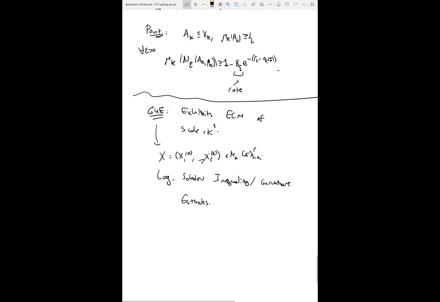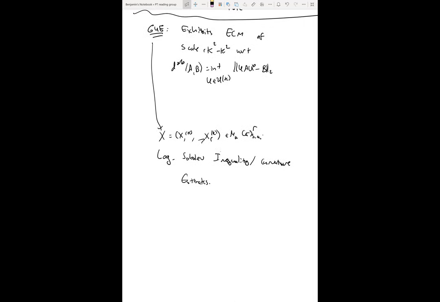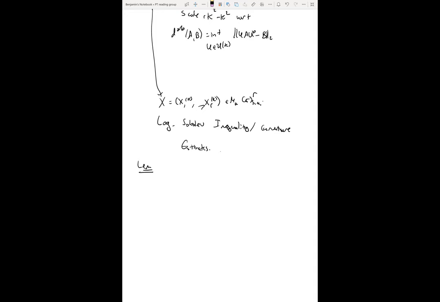With scale R squared, I should specify with a metric that's with respect to this orbital metric. So the orbital distance being the inf over unitaries of the norm of UAU star minus B. So it might be scale R squared minus K squared because I've modded out by the unitary distance, but that's not a big deal. So let me explain something here. Other questions?